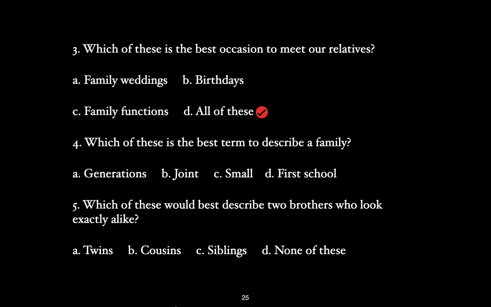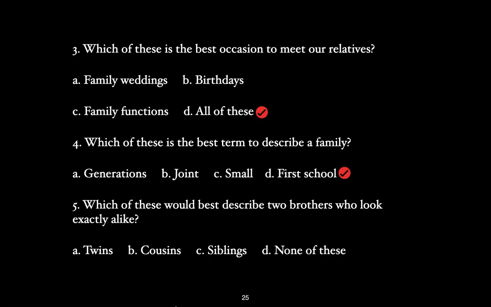Fourth question. Which of these is the best term to describe a family? A. Generations. B. Joint. C. Small. And D. First school. So, which is the correct option, children? D. First school. Family is our first school. Okay, let's move on to the next question.